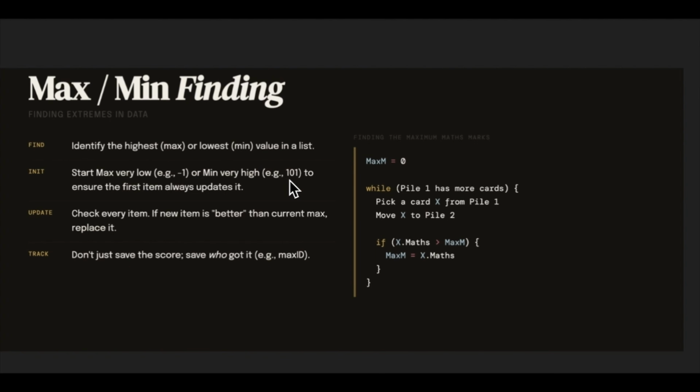Now step 2 is to loop through every card. For each card, ask: is this value better than what I have so far? If yes, then update. At the end, your variable holds the answer.